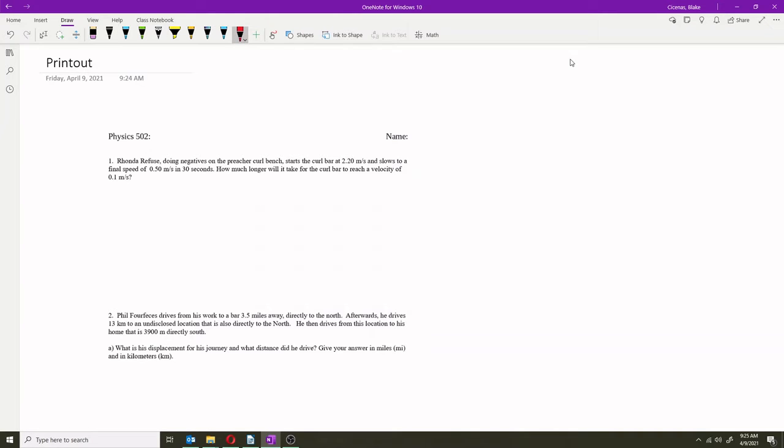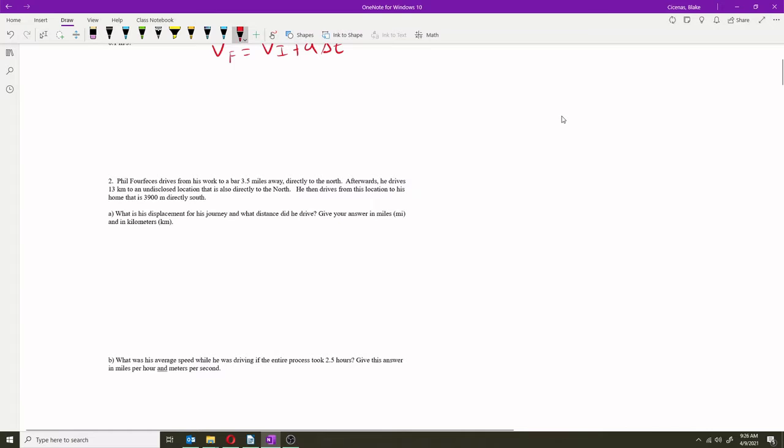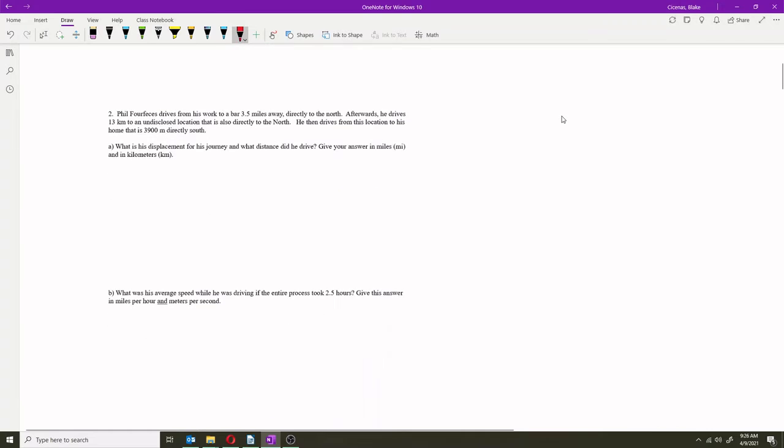Okay, so most of you got number one. Basically, you had to use the initial velocity, the final velocity, and then the time to get your acceleration. You had to use VF is equal to VI plus A delta T twice: first to get your acceleration, and the second time to get the final velocity. That one was okay.